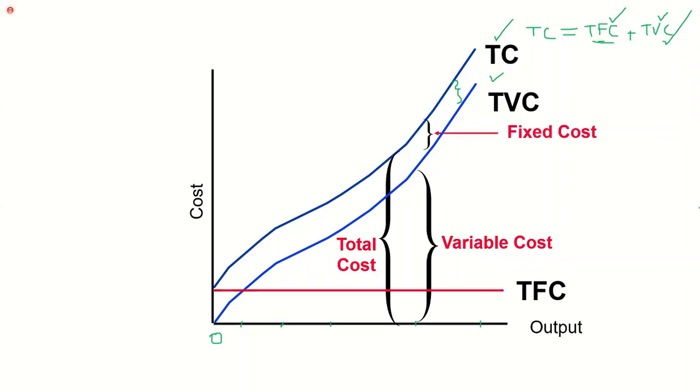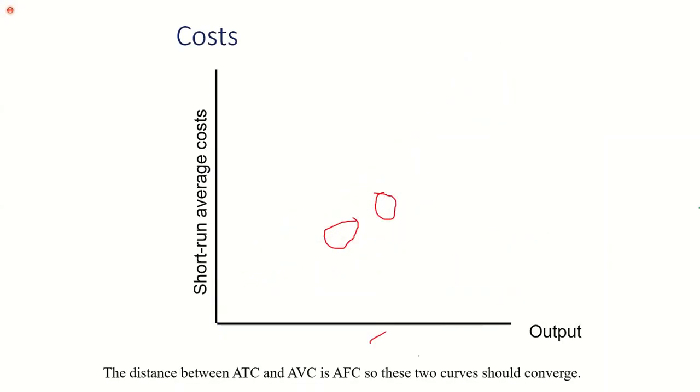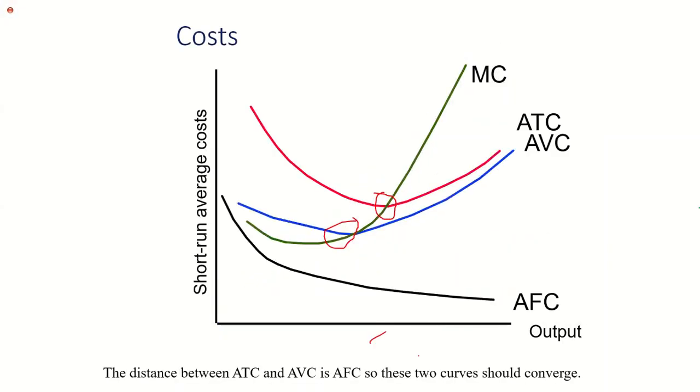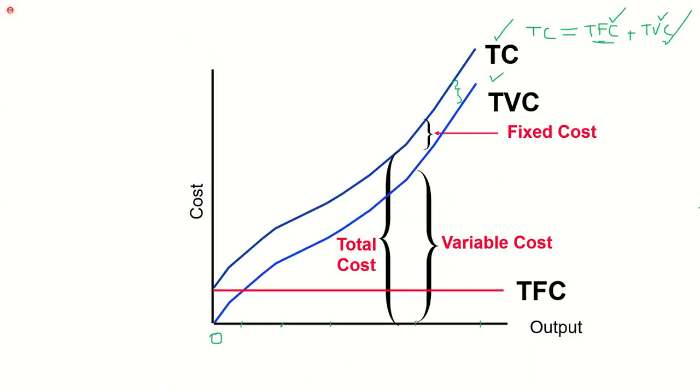So that's a fixed cost. Now that we know the total cost, from that we can derive two other relationships. So this is the total cost, number one. The second one is from this, you can derive the average cost.